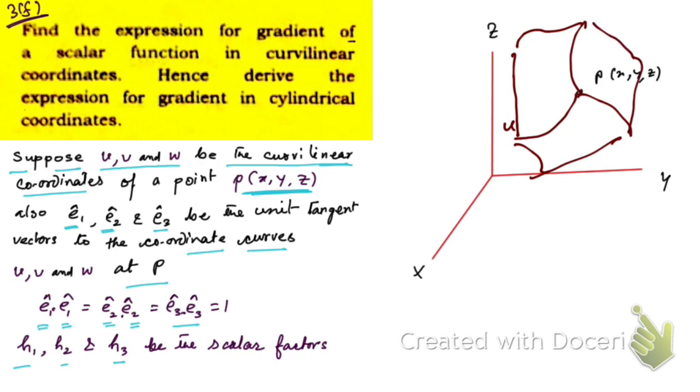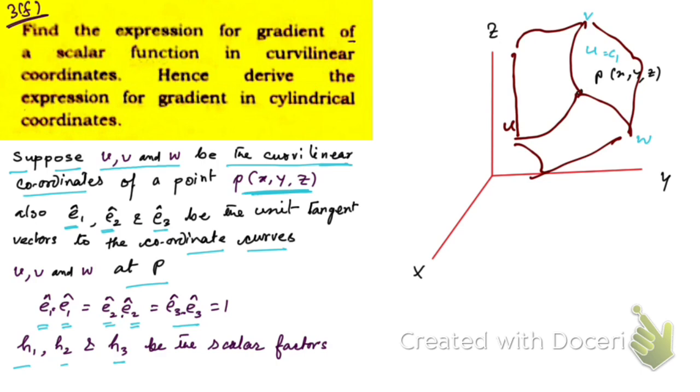Okay. Suppose u1 equals c1. Similarly, u2 equals c2. Instead of u1, u2, let me take u, v and w. Suppose u is equal to this, this curve is v, and this is w.